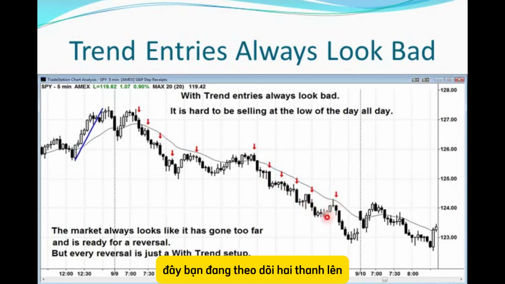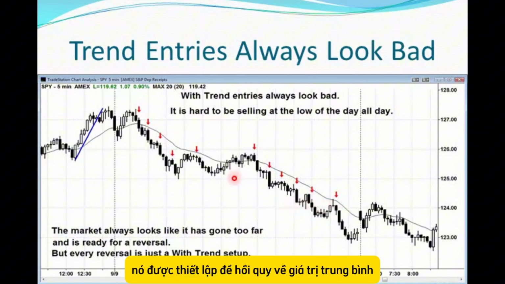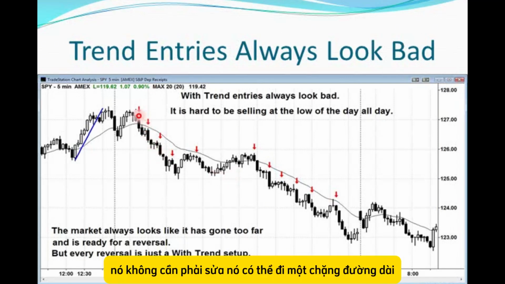Here you're following 2 bars up and you have a doji signal bar. The market always looks like it's set up for a regression to the mean, that it's gone too far and that it has to correct. But when you're in a strong trend, it does not have to correct. It can go a long, long way.